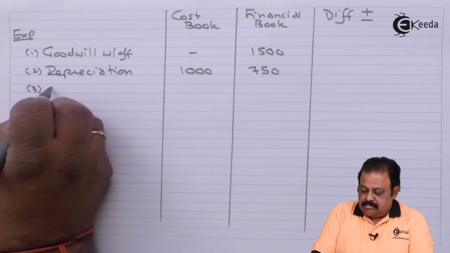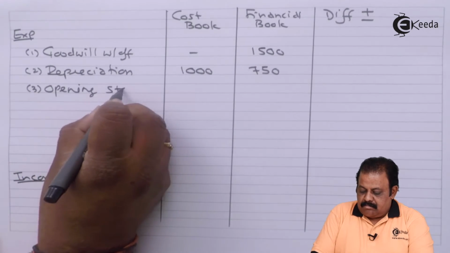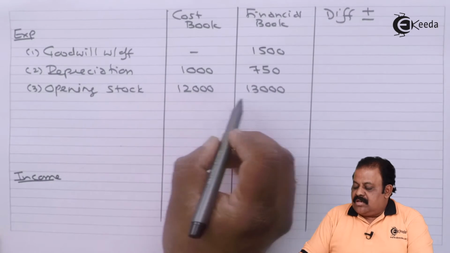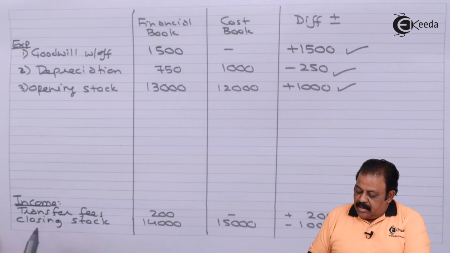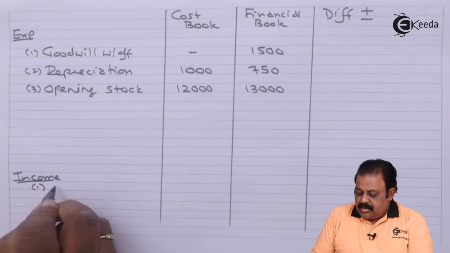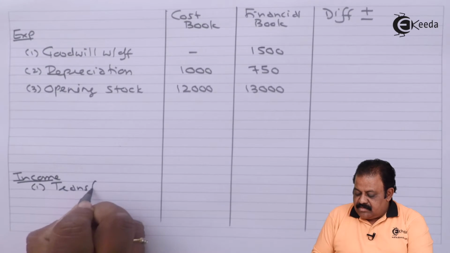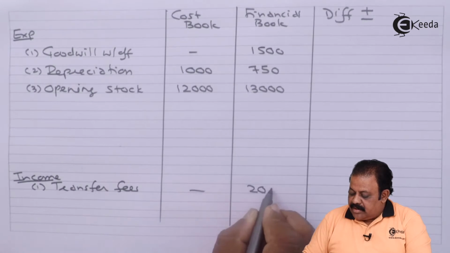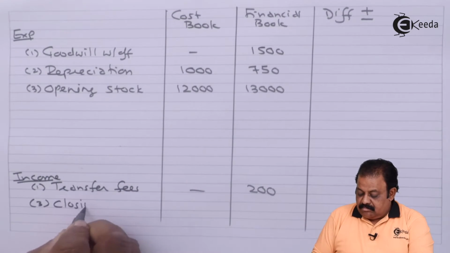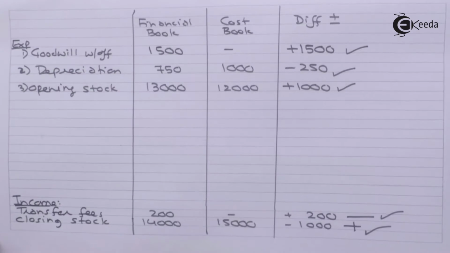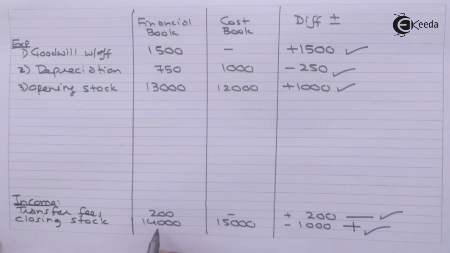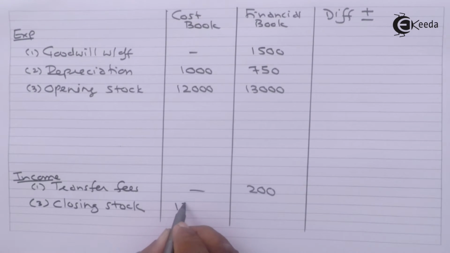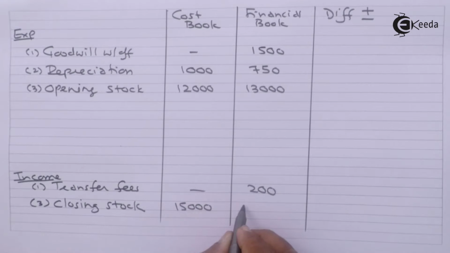Opening stock cost book 12,000, financial book 13,000. Income, transfer fees in financial column 200. Closing stock, in cost book column 15,000, financial column 14,000.